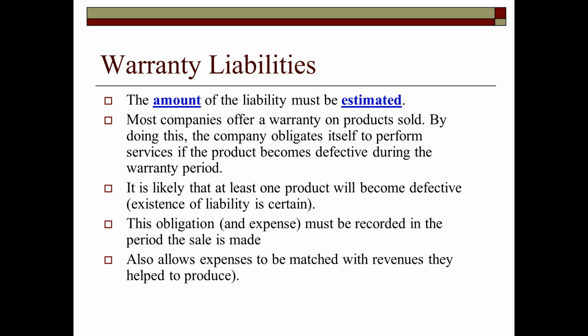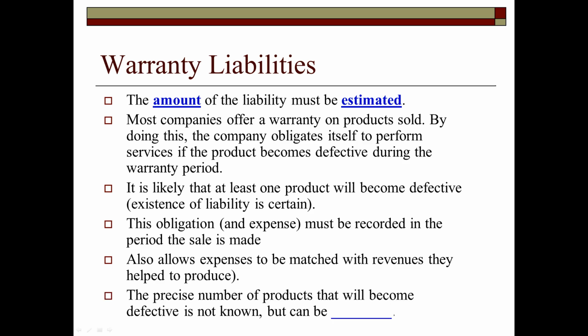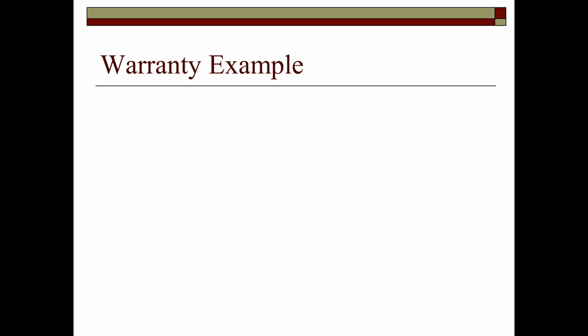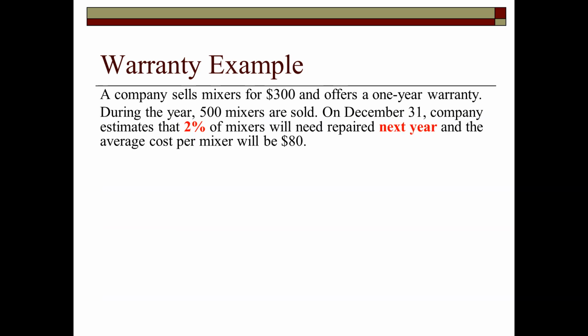You should listen and hear the matching principle in that bullet. And the precise number of products that will become defective is not known, but we can estimate it. Let's look at a warranty example. A company sells mixers for $300 and offers a 1-year warranty. During the year, 500 mixers are sold. On December 31st, adjusting entry date, the company estimated that 2% of the mixers will need to be repaired next year, and the average cost per mixer repair will be $80.